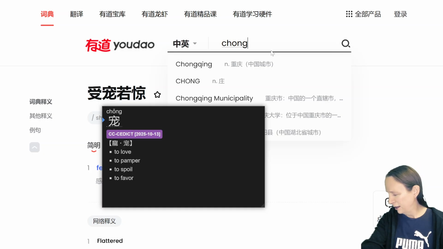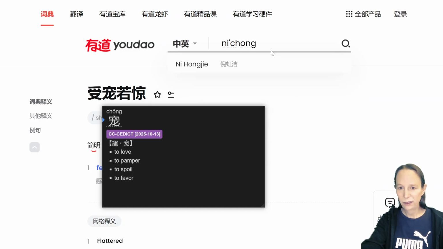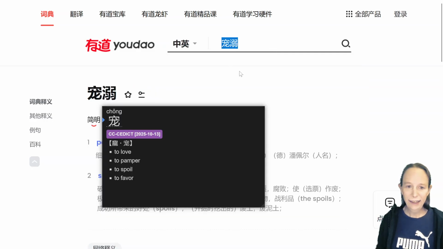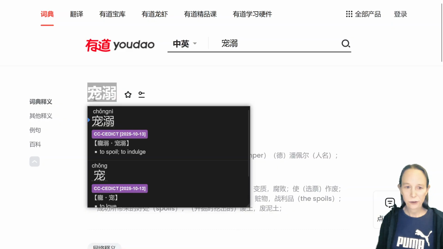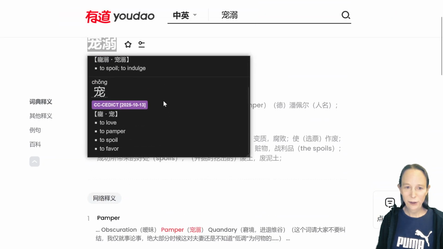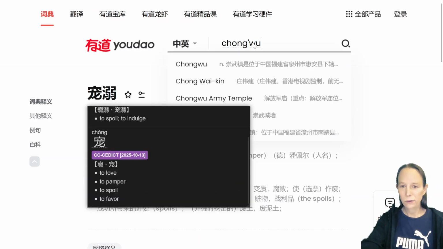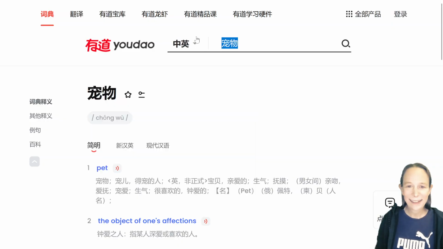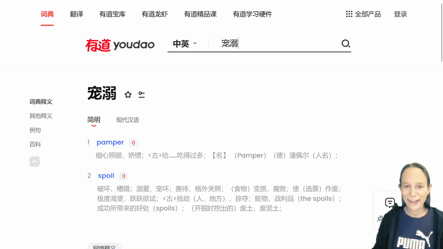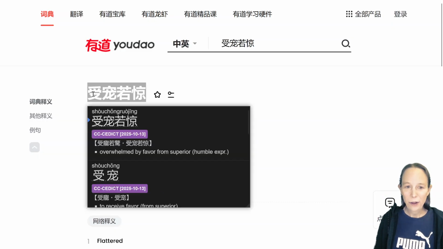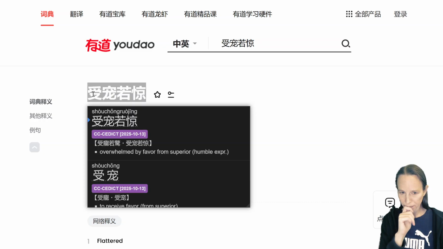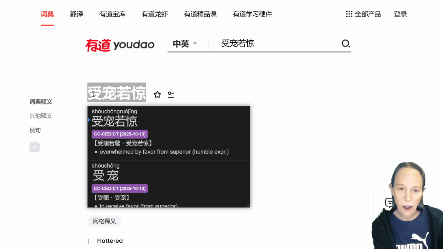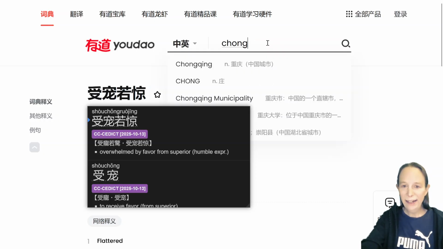宠. What's the word? 宠溺 or something like this. 宠溺. 宠 is third tone. Are you telling me 宠 is third tone? 宠物. I guess I have been saying it third tone and thinking it's second tone. 宠物. Sounds third tone when I say it, right? At least in my head it sounds third tone. I did not know. Okay. 受宠若惊. Overwhelmed. Okay, so it's 宠爱的宠.